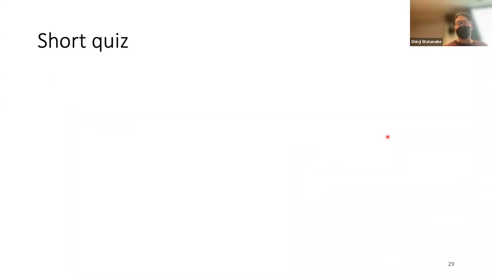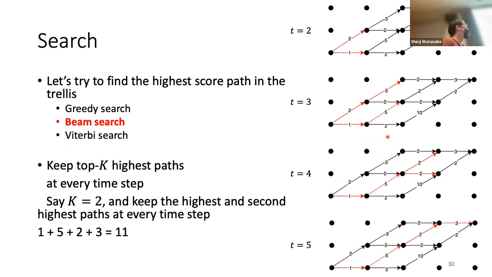The second search algorithm is beam search. This keeps the top K highest paths. Previously in the greedy search, we only considered the best score path and then eliminated all other possible paths. But this does not include all possible highest paths. So instead of doing the greedy path, people also use beam search. For example, in this example, we always try to consider the two highest paths for each timestamp.